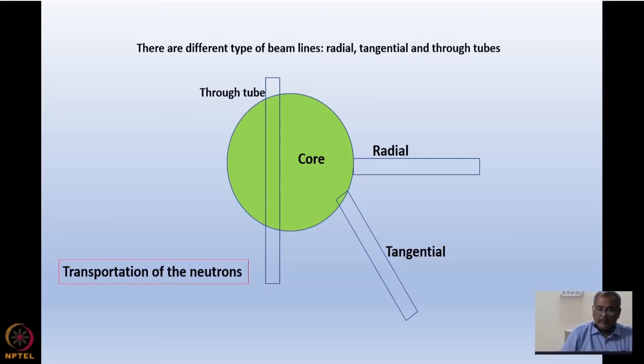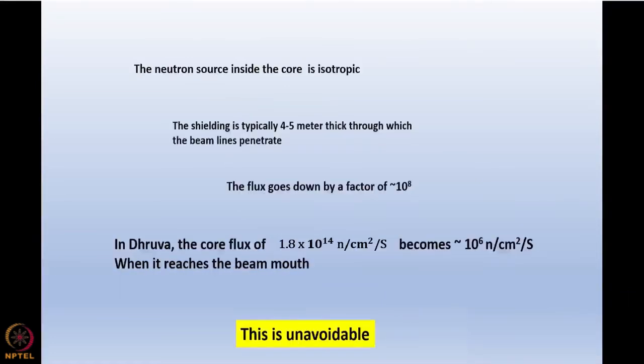So now I have completed the discussion on the types of beam lines that one can have to bring the neutron beam out, where we preferably expect thermal neutrons to go out and arrest the fast neutrons and gamma rays to the extent possible. Now the fall in flux, as I showed you in my calculation: in Dhruva, the core flux is 1.8 10 to the power 14 neutrons per centimeter square per second, which goes to around 10 to the power 7 to 10 to the power 6 neutrons per centimeter square per second when it reaches the beam out. And we cannot avoid this because it has to travel through the beam out to the outside.